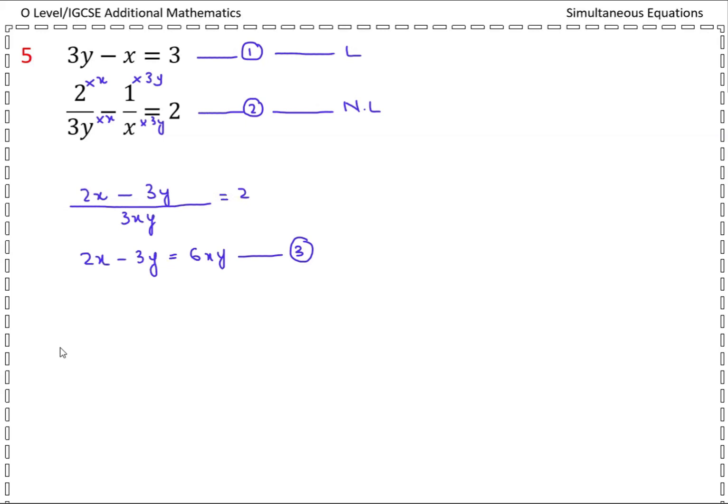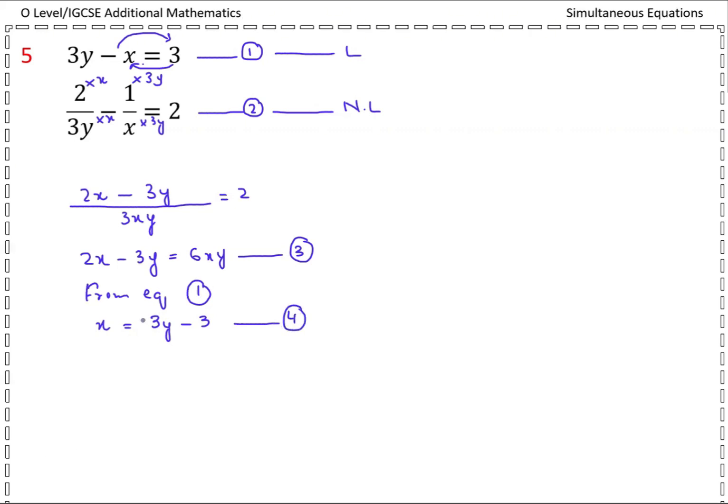Now we have to make either x or y the subject of the equation from the linear equation. To avoid getting fractions, we have to make x the subject of the formula. So from equation 1, we will take minus x here and 3 on this side. So when we take x on that side, it will be positive. And when we take 3 on this side, it will be 3y minus 3. We have to always make the subject of the formula positive. This is equation 4.